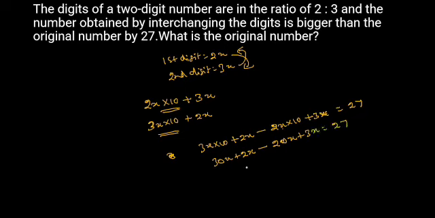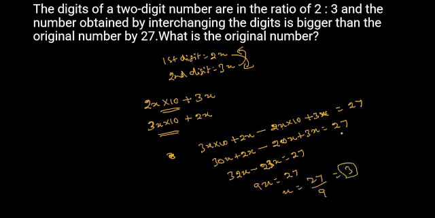Now when we simplify this, it will be 32x minus 23x is equal to 27. So 9x is equal to 27. So x is equal to 27 by 9, the value is 3. You know the x value is 3.